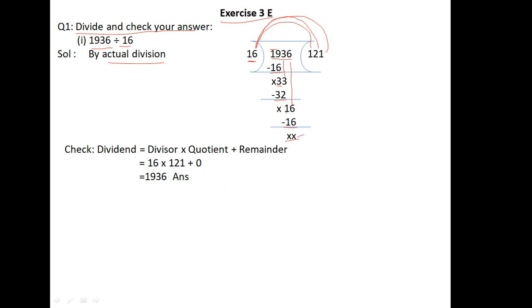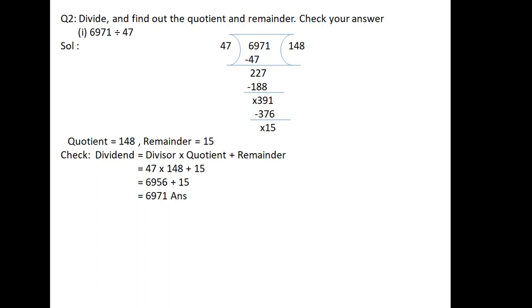Now by the division algorithm we can check the answer. Dividend equals divisor into quotient plus remainder. So the divisor is 16, the quotient is 121, plus 0. When we multiply, it will come 1936, that is the dividend. Now we will move to the next one, that is question number 2.